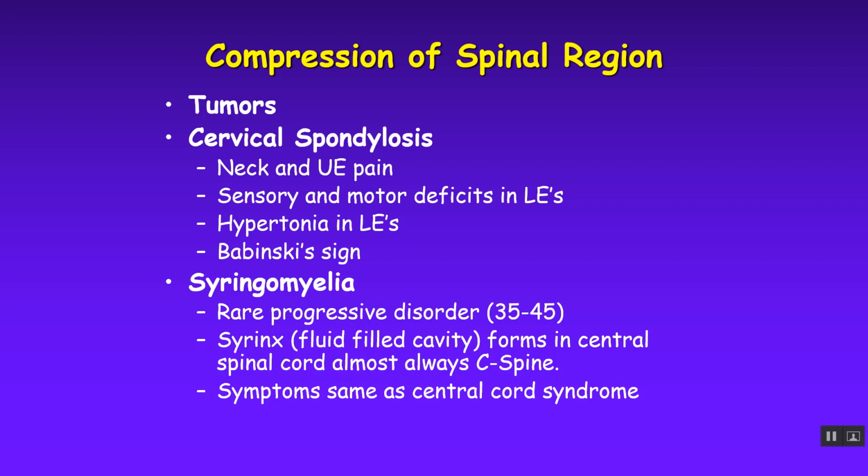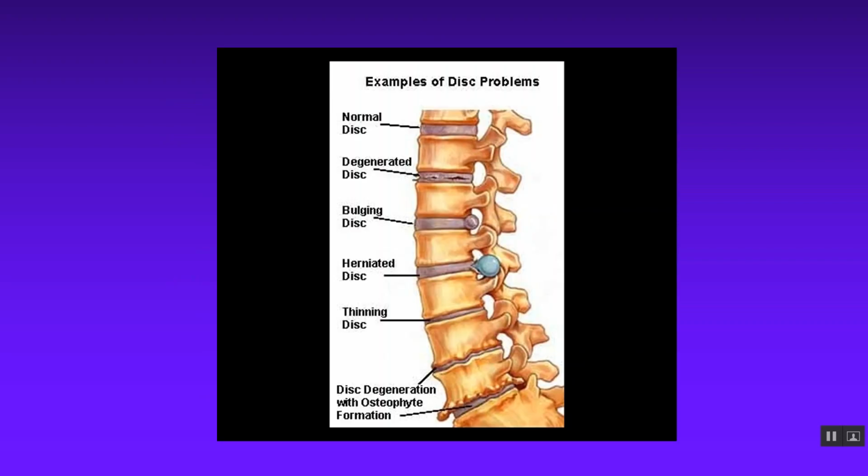Syringomyelia, I mentioned already. That's that very unique syrinx, a fluid-filled cavity. It tends to happen between the ages of 35 and 45. It's almost always in the cervical spine, typically in the C4 to C8 region. It gives you the same symptoms as central cord syndrome as it expands.